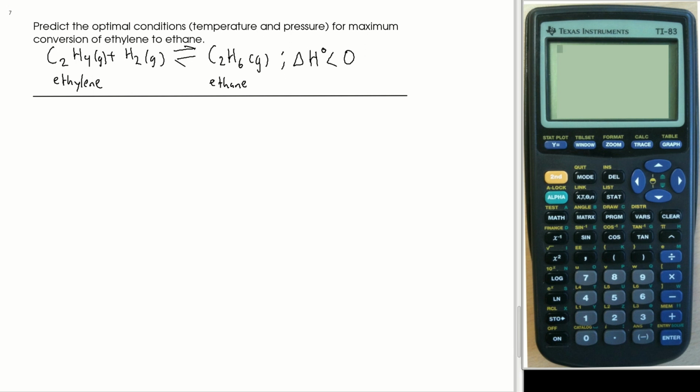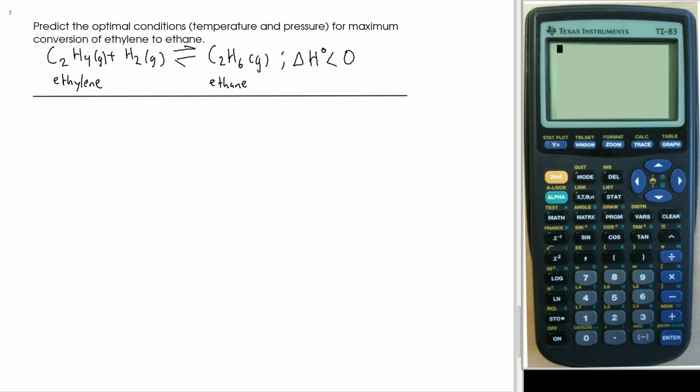In this video, we'll do our final example of the day for practice equilibrium questions and calculations. This time, we're going to do a little bit of prediction, try to predict the optimal conditions for temperature and pressure for a particular chemical reaction to make the most product. And as before, pause the video, see if you can answer the questions, and then we'll come back and discuss the problem solution.